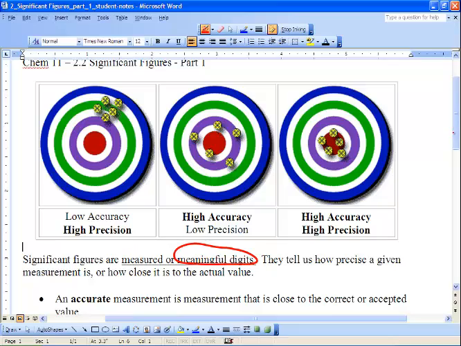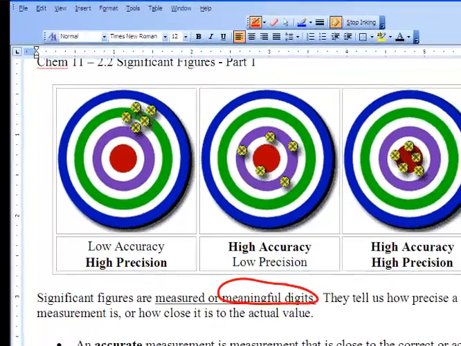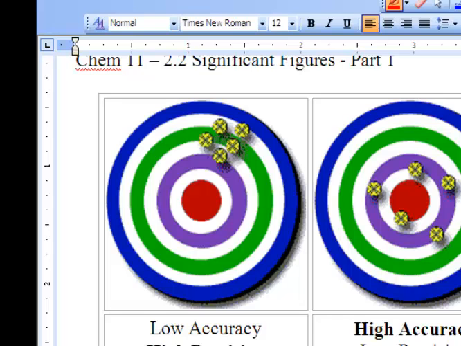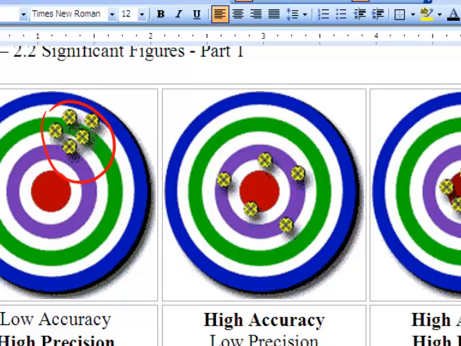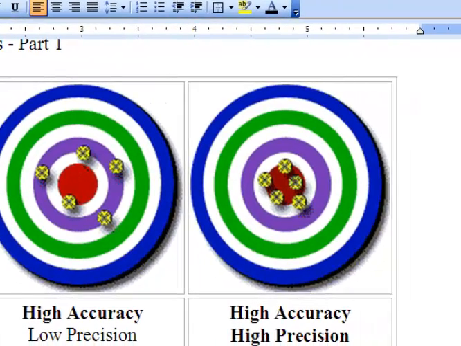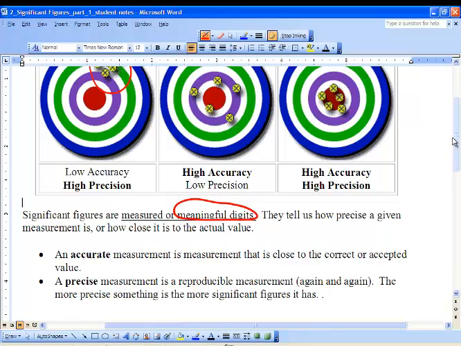So let's just take a look at this picture here. You'll notice that we have a lot of precision right here, but they're not hitting the target. Then we have quite accurate, but they're not hitting the target exactly where we want them to. And then if we look at the last one here, we're very accurate and we're very precise. So that means an accurate measurement is a measurement that is close to the correct or accepted value. So if you think your height, if you measure it and you know you're 5'8", and we get that, well, we know that it's accurate.